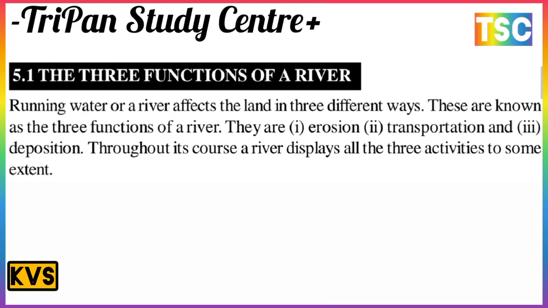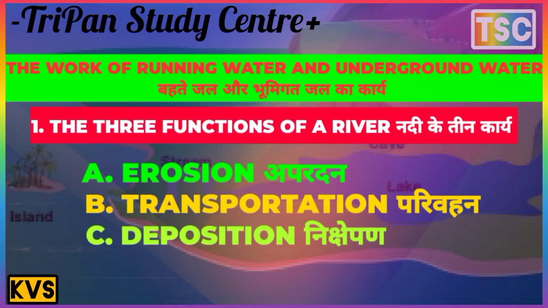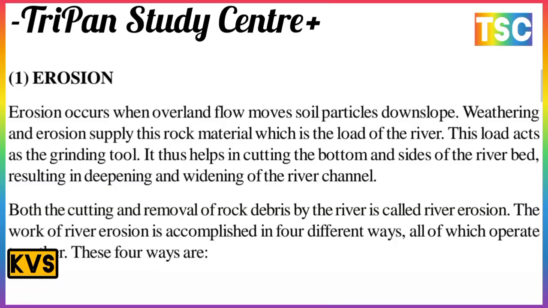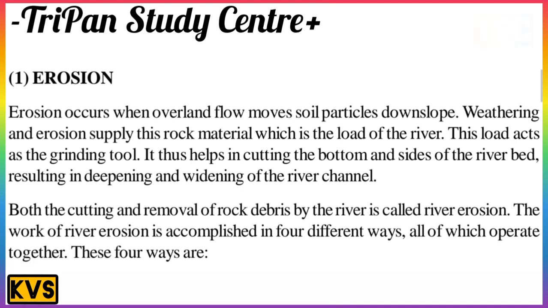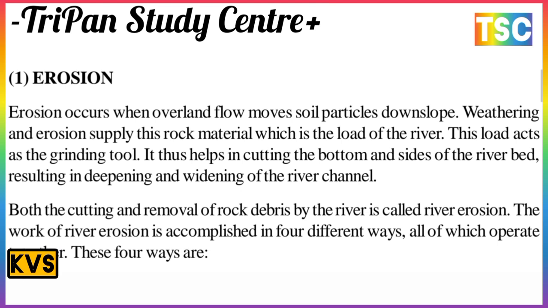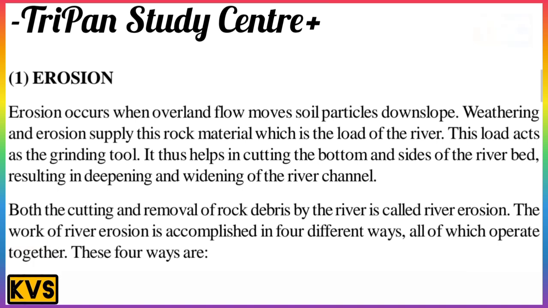Here is the erosion. Erosion occurs when the overland flow moves soil particles down slope. The weathering and erosion supply this rock material, which is the load of the river, and this load acts as a grinding tool. It helps in cutting the bottom and sides of the river bed, resulting in the deepening and widening of the river channel. Both the cutting and removal of the rock by the river is called river erosion.